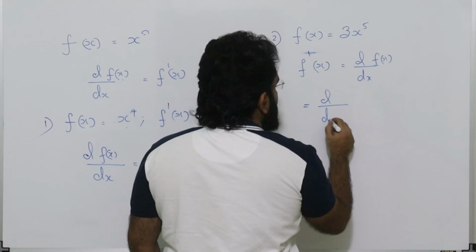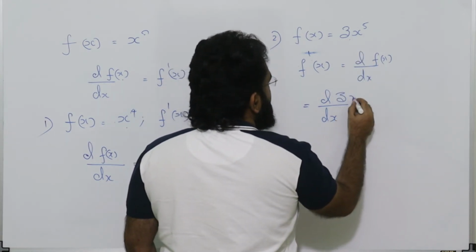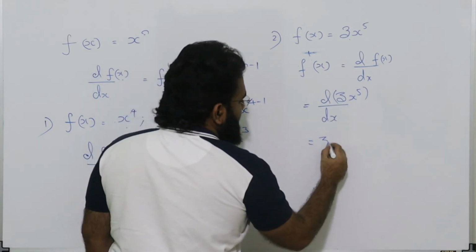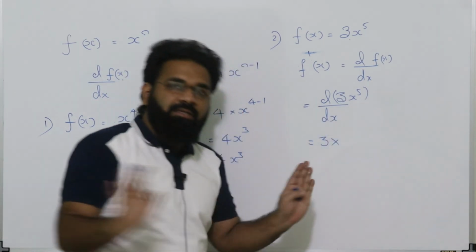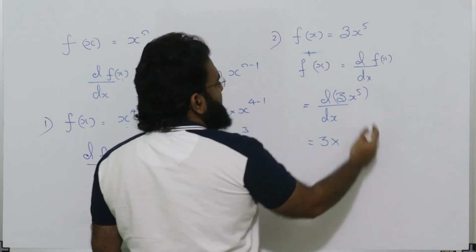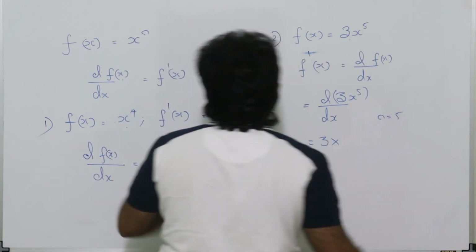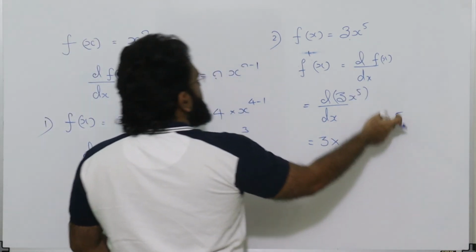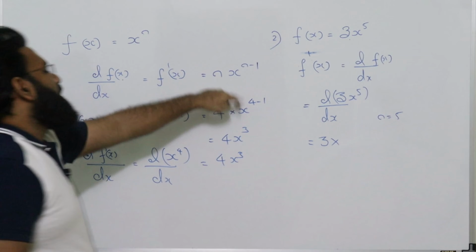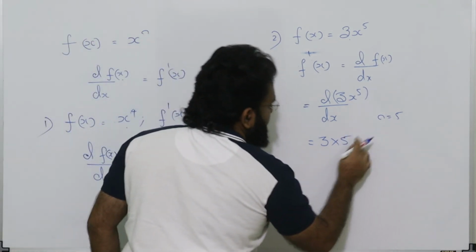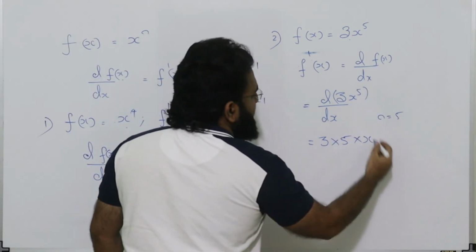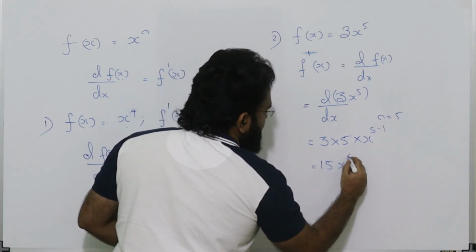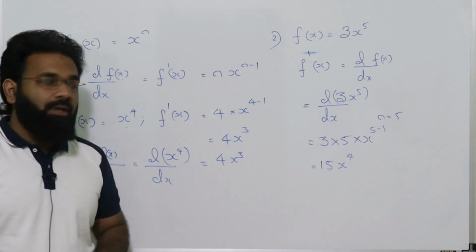So d by dx of what function? 3x raised to 5. So 3 is already there as a coefficient, so put that 3 there. Don't disturb it. Here n is nothing but 5, the power of x. So here the power of x is 5, so we put n x raised to n minus 1. So n, that is 5, into x raised to n minus 1, means 5 minus 1. So 3 into 5 is 15, x raised to 4. This is the answer. Clear or what?